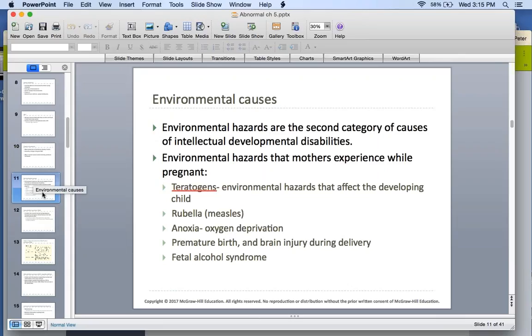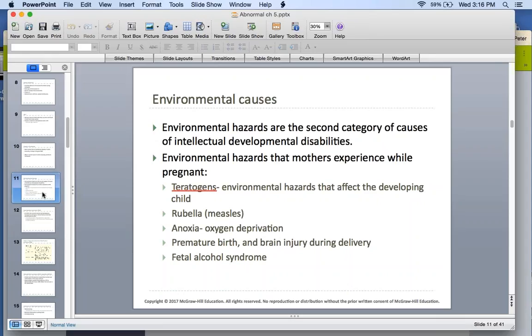Environmental causes. So why do these things happen? Environmental hazards are the second category of causes of intellectual developmental disabilities. So environmental hazards that mothers experience while pregnant. The first one is, I always say, teratogens. I'm sure that other people use different pronunciations there. These are just our environmental hazards.